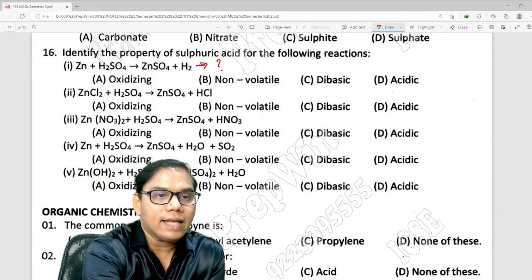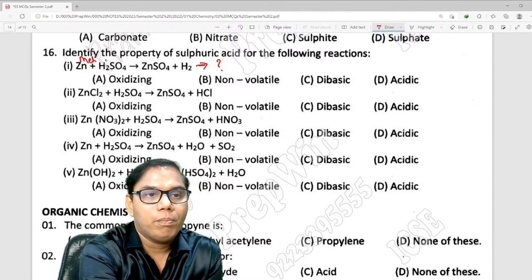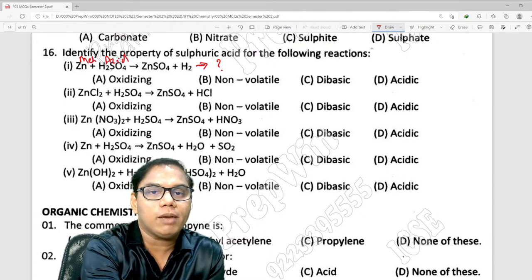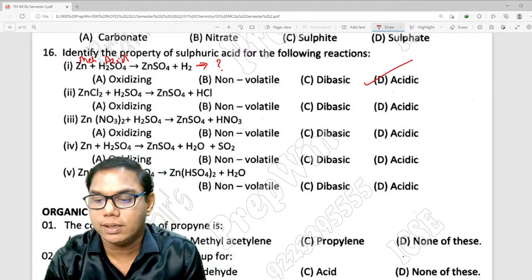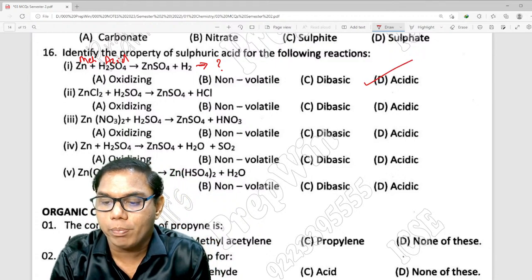Yes, acid, metal plus acid gives what? Salt plus water. This is the acidic property.